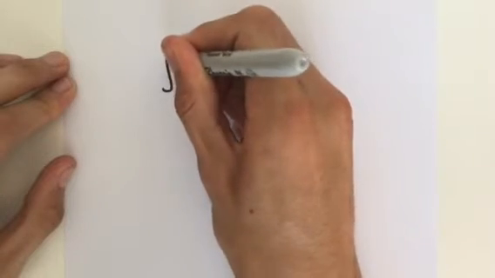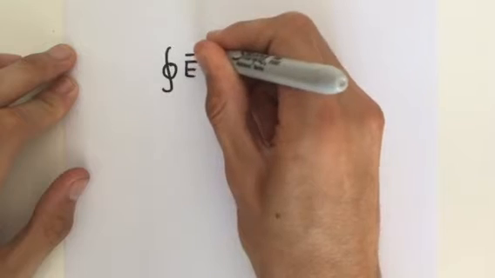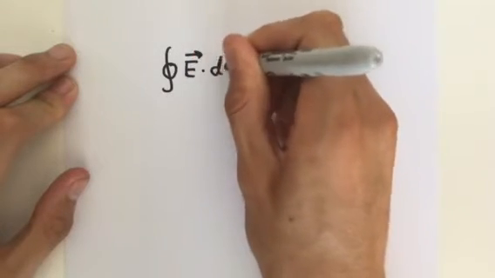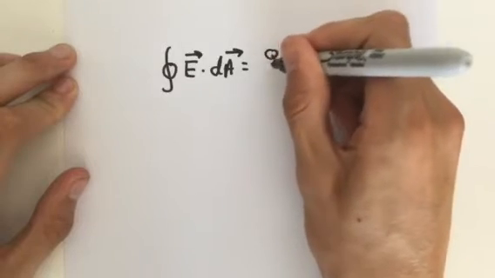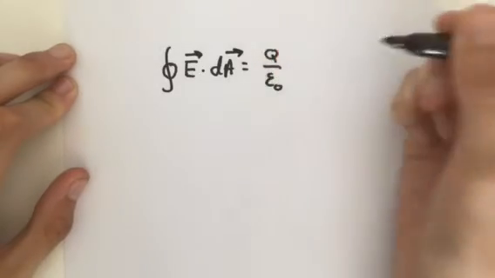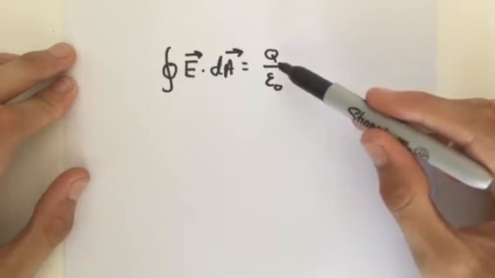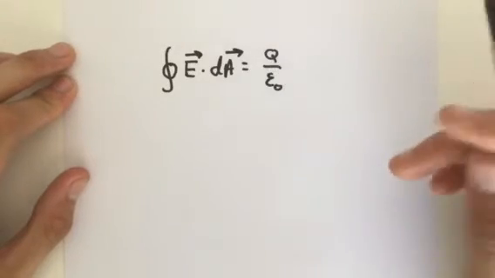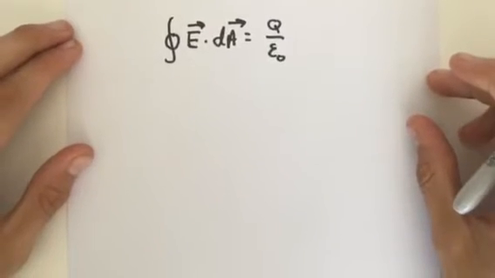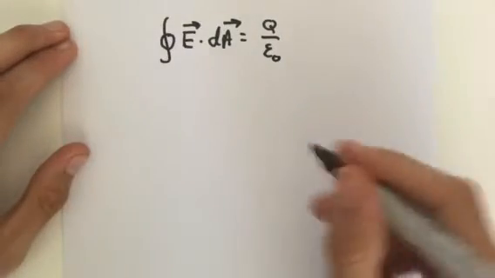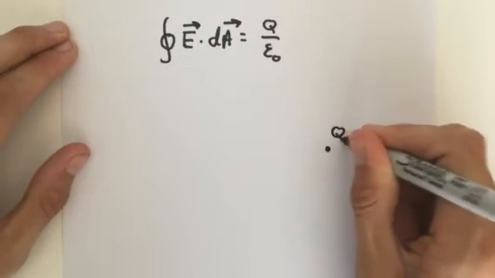We have the surface integral of our electric field, which is a vector, dotted with dA, is equal to Q divided by epsilon sub naught. So what does this mean? Q, first of all, is the charge. It's a point charge. So let's draw a diagram. We're going to have a point charge, let's call it Q.